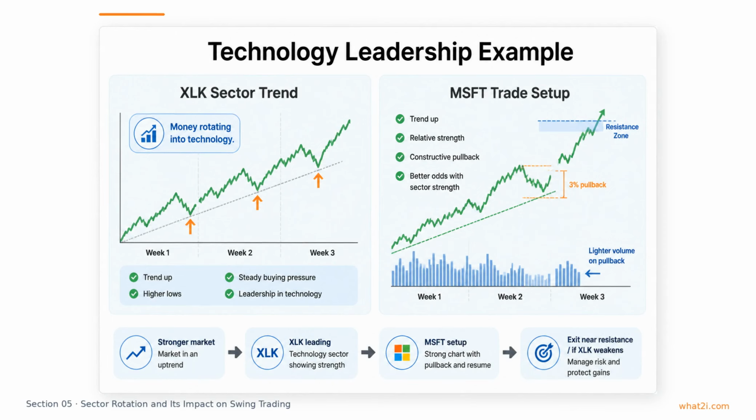Imagine the broader market is starting to recover after a weak stretch and XLK has been trending higher for 3 weeks. That suggests money is rotating into technology, especially if the ETF keeps making higher lows with steady buying pressure. Inside that stronger group, MSFT may stand out because it is also trending up and outperforming. If MSFT then pulls back about 3% on light volume, that often looks constructive rather than bearish. The stock is resting within strength instead of breaking down.